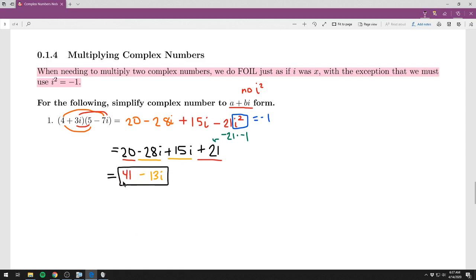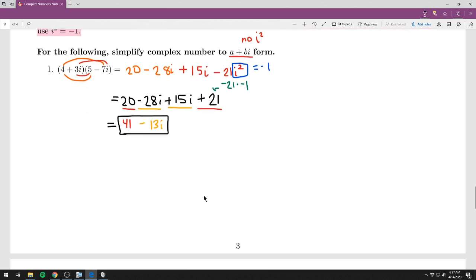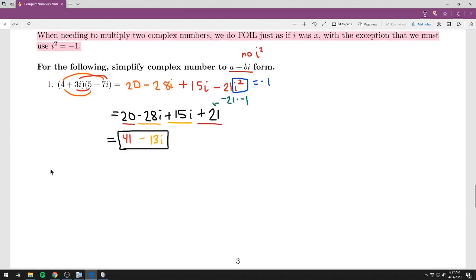One thing you want to notice here, there's no shortcuts. The 41 is not obvious how to get, and the 13i, same idea. You don't want to try to take any shortcuts, but it doesn't take too long. And I don't have another multiplication problem because this is it.